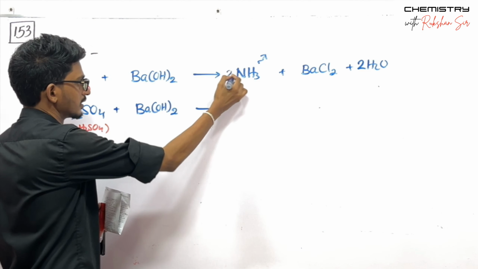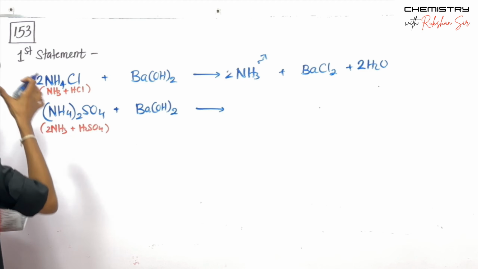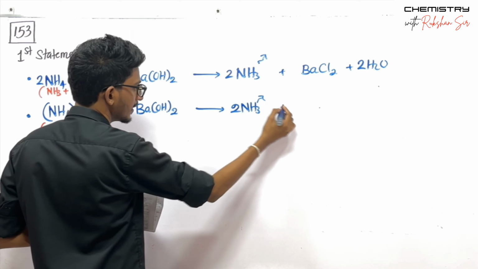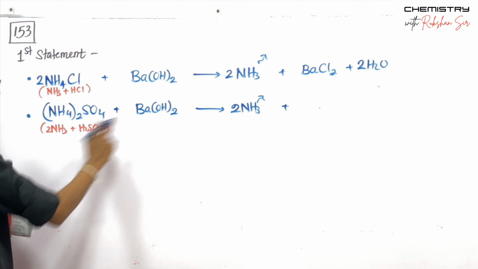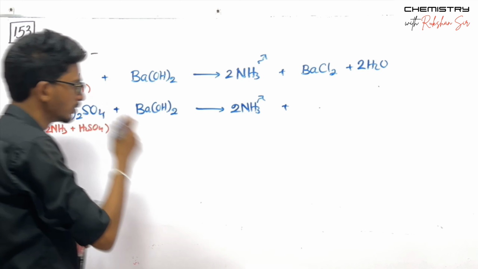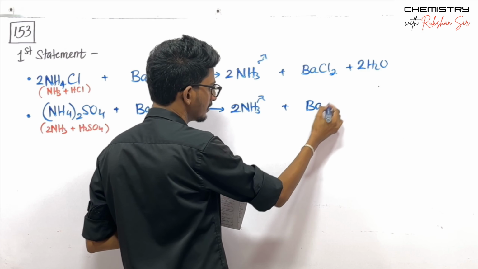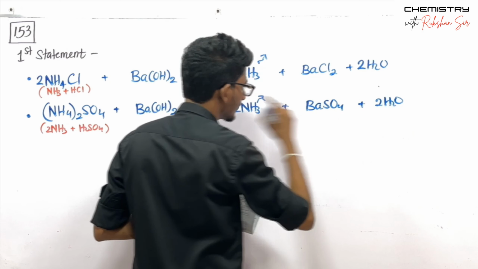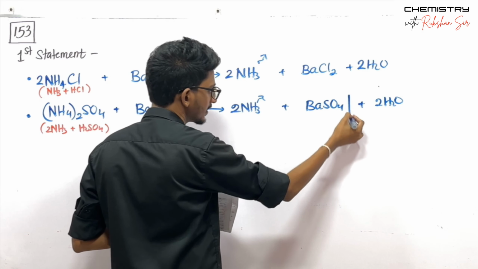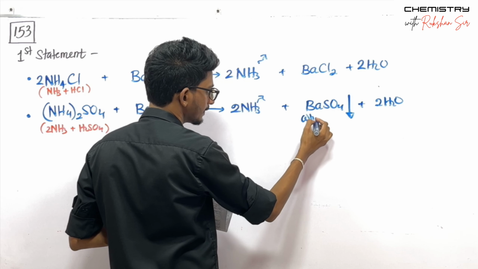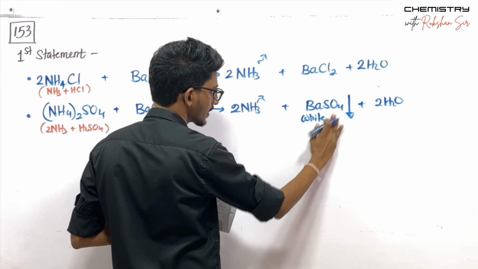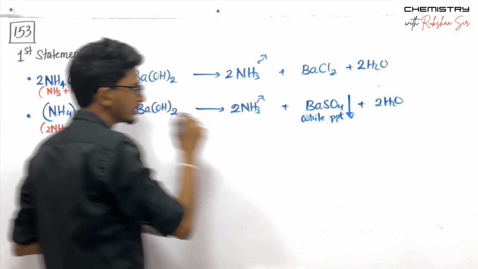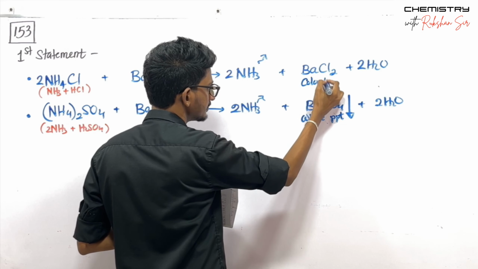Then for this one, 2 NH3 will be released first, and then H2SO4 will react with Ba(OH)2. That gives you the salt barium sulfate and 2 H2O. Here the barium sulfate is a white precipitate, while the other is just a colorless solution.